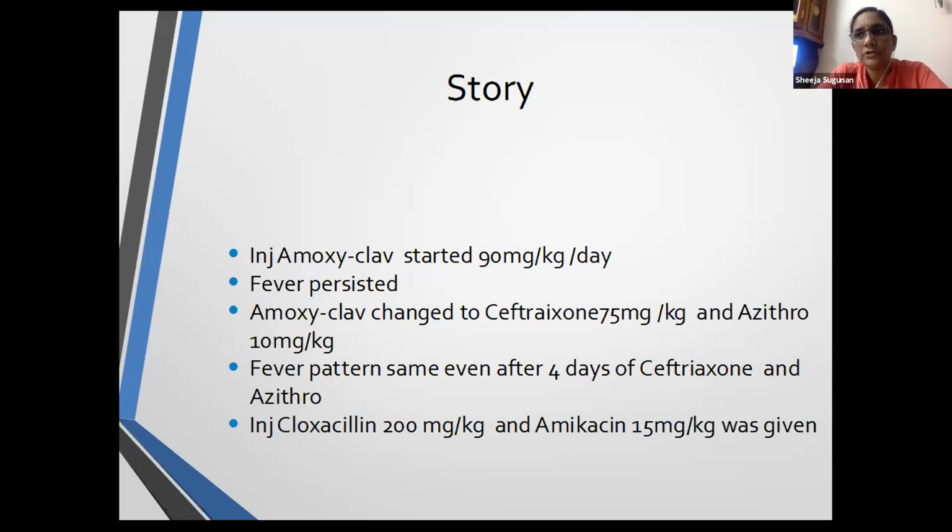Yes, MRSA is a possibility. It's not that it's not a possibility, because in our hospital we are getting around 15 to 20% of staph cases as MRSA. So definitely MRSA is a possibility, but thinking the other way round, 85% are MSSA. So I would like to give emphasis to the 85% MSSA. The child was on cloxacillin and amikacin, and then what happened? Let us see.